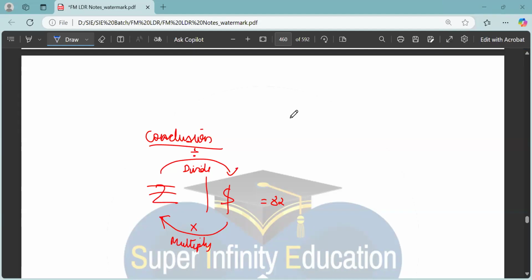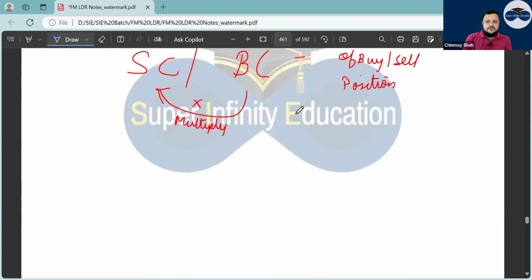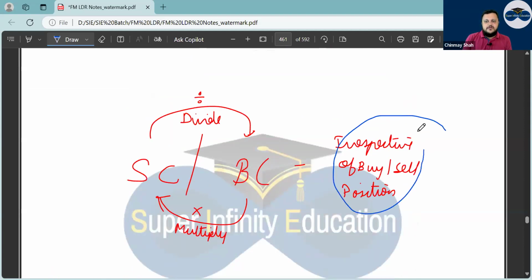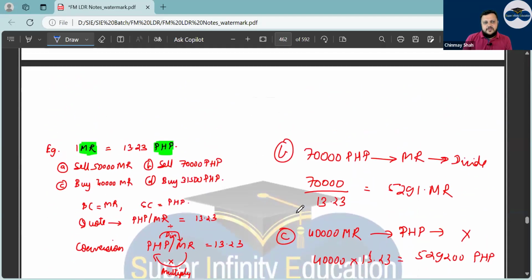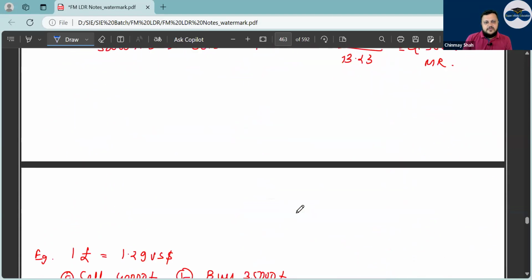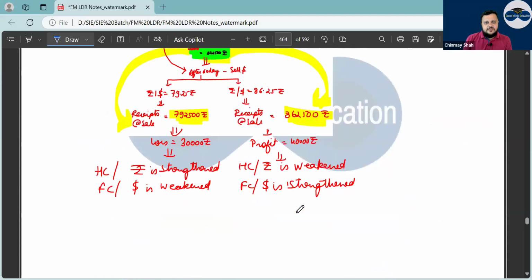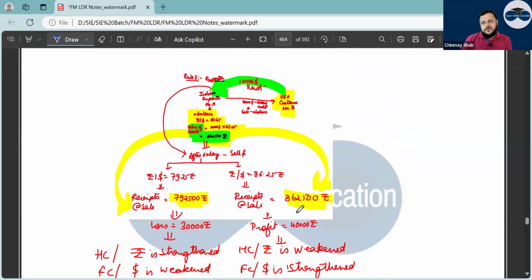This is irrespective of buy or sell. Irrespective of buy or sell positions, correct? Right? Then coming to rule 3. Right? Rule 3 is something like this. Right? Rule 3 was for exporter. Right? What is rule 3?